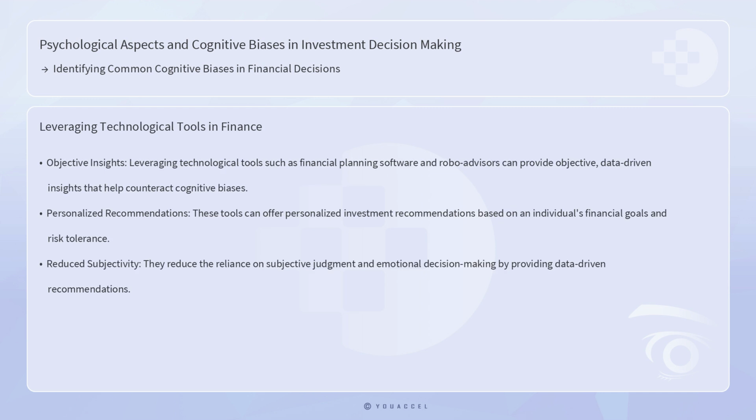Moreover, leveraging technological tools such as financial planning software and robo-advisors can provide objective, data-driven insights that help counteract cognitive biases. These tools can offer personalized investment recommendations based on an individual's financial goals and risk tolerance, reducing the reliance on subjective judgment and emotional decision-making.